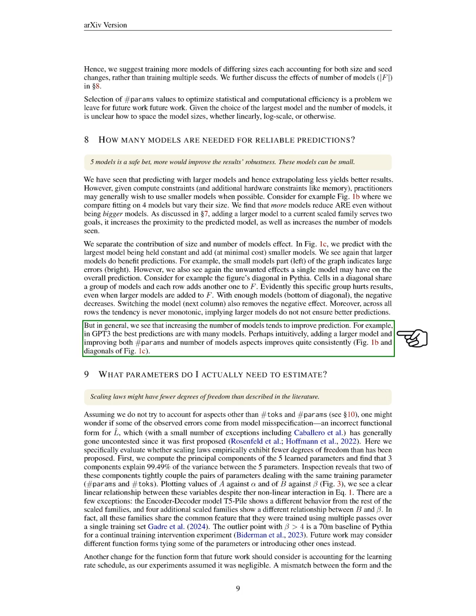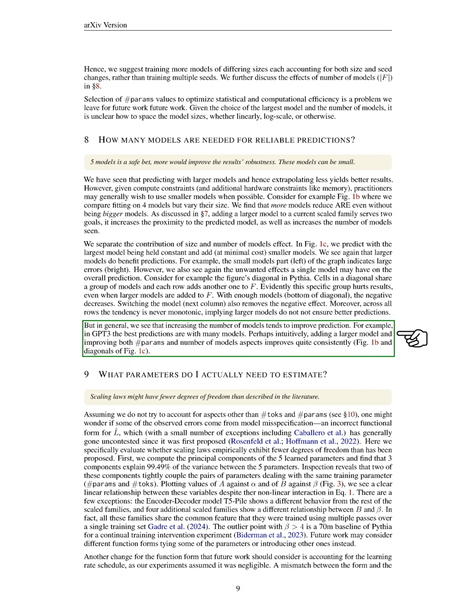Section: What parameters do I actually need to estimate? In this section, we explore the parameters we need to estimate. We focus on whether some of the errors we observe arise from model misspecification, particularly regarding the functional form of our model, which has largely remained unchallenged since its introduction. We specifically assess if scaling laws show fewer degrees of freedom than previously suggested. To do this, we calculate the principal components of the 5 learned parameters and discover that 3 components account for nearly all the variance among them.